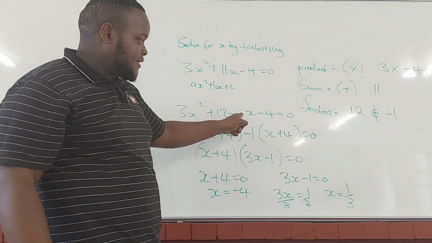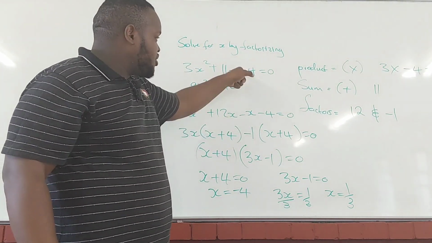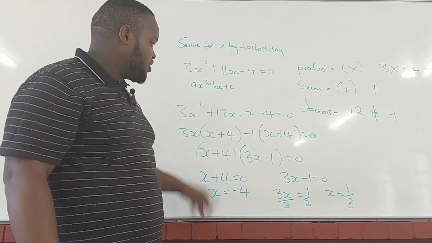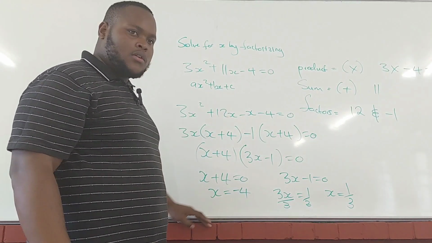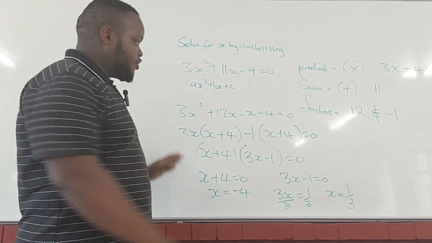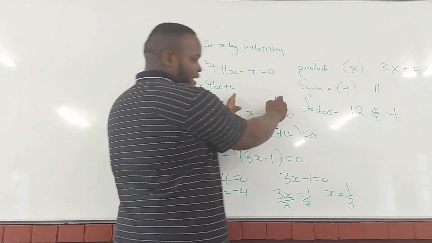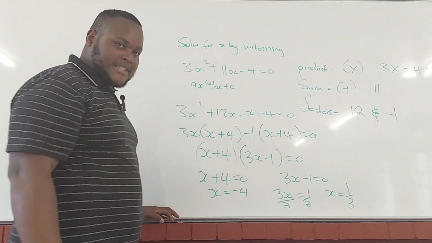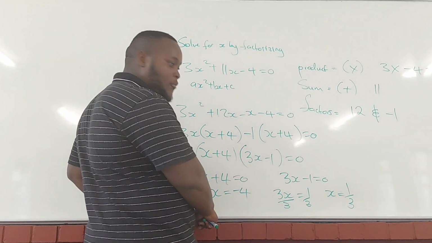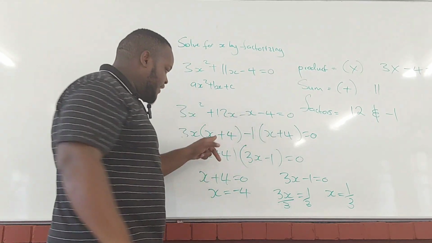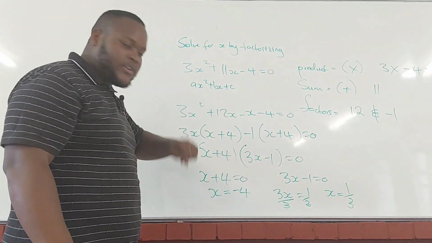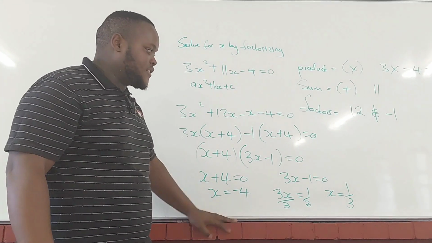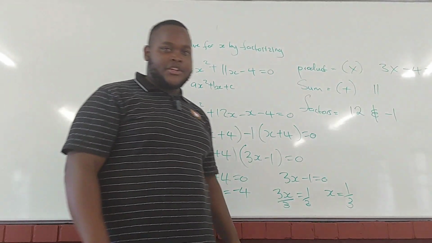Because me writing 12x minus x, I did not change the meaning of my equation. I still have 11x here, and I still also have 11x over there. Then you focus on the first two terms and the last two terms, and you take out the common factor between them. After that, you are going to see that there's something common between these terms that you have over here. Then you take out the common factor again. Then after that, you solve.